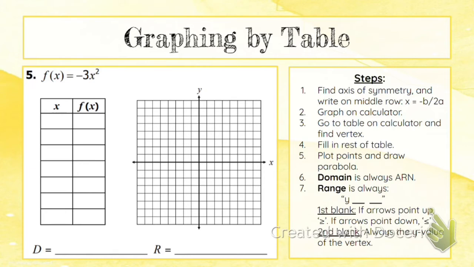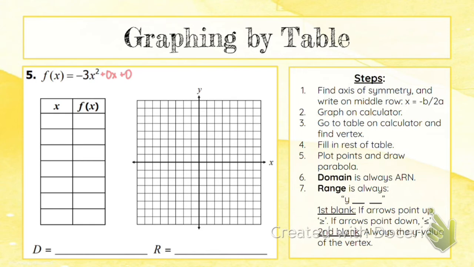All right, the next section, we're going to learn to graph these using a table. And it says we're going to use a table, but we're kind of going to use our calculators. I don't want to make it more difficult than it has to be. So we have our steps over here on the right. And first it says to find the axis of symmetry and write it on the middle row. So just for consistency, I'm going to keep using the same colors. Let's rewrite this in ax squared plus bx plus c so that we're 100% clear. We don't have to rewrite all that. We can just say plus 0x plus 0.